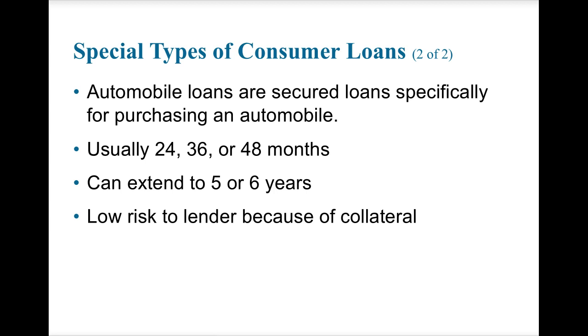Now, how does an automobile loan work? Well, basically, it's only for purchasing an automobile, and it's typically somewhere between 2, 3, or 4 years. And a lot of times they do offer a 5-year loan, which would be like 60 months, which isn't uncommon. Now, the risk to the lender is low because they have the automobile as collateral.